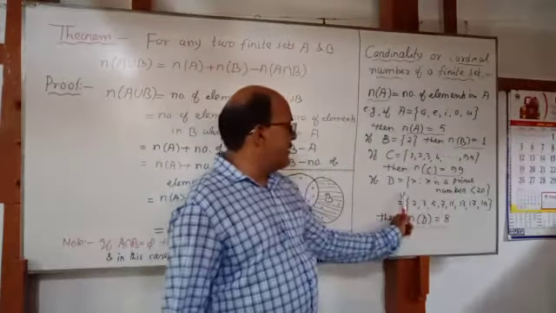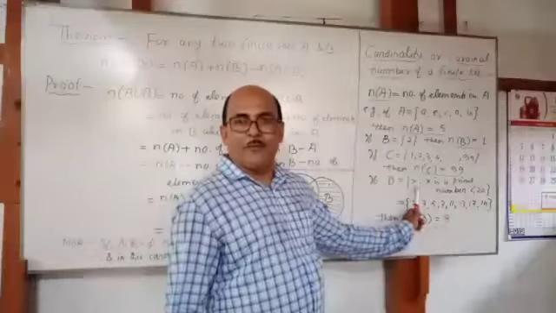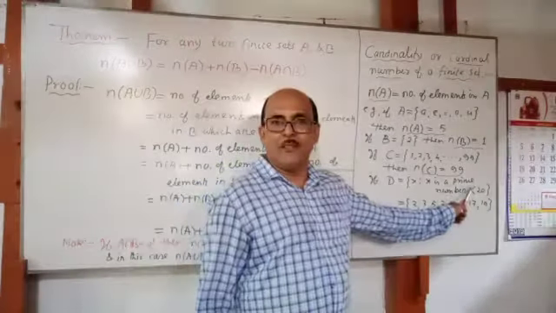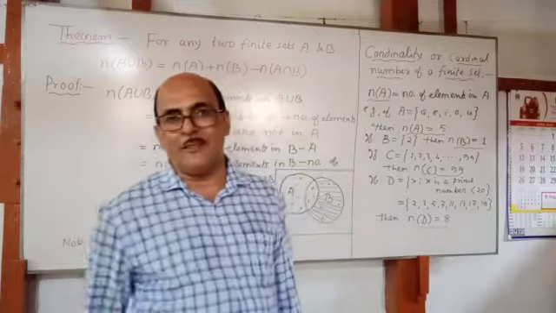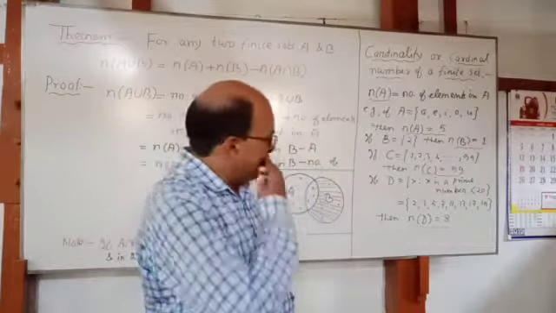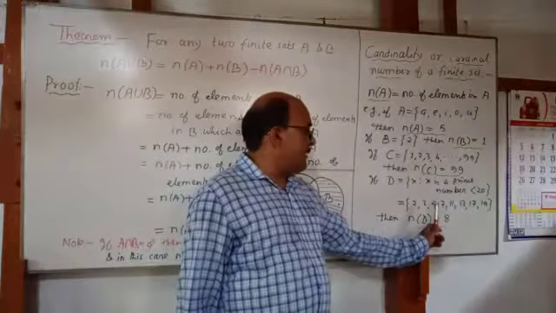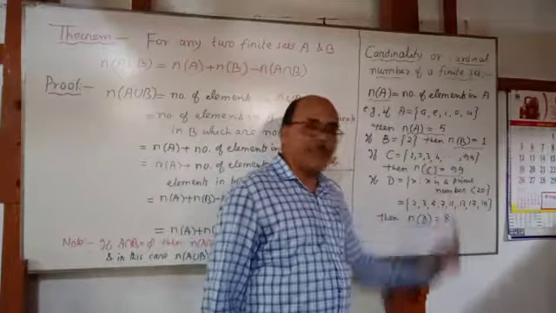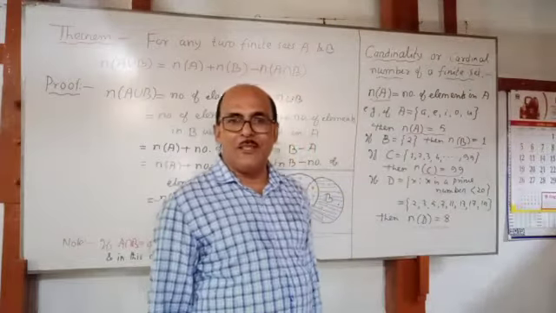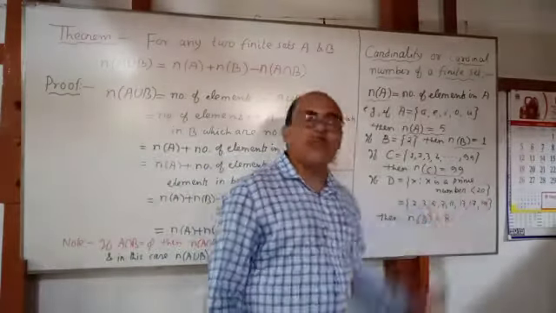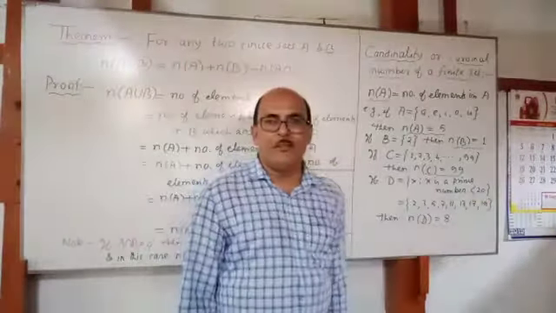Another set, if we consider D in set builder form, x such that x is a prime number less than 20. Then to find n(D), we should list the elements. Otherwise, you cannot tell the number. So prime numbers less than 20 are 2, 3, 5, 7, 11, 13, 17, 19. These are the only prime numbers less than 20, and they are 8 in number. So n(D) equal to 8.